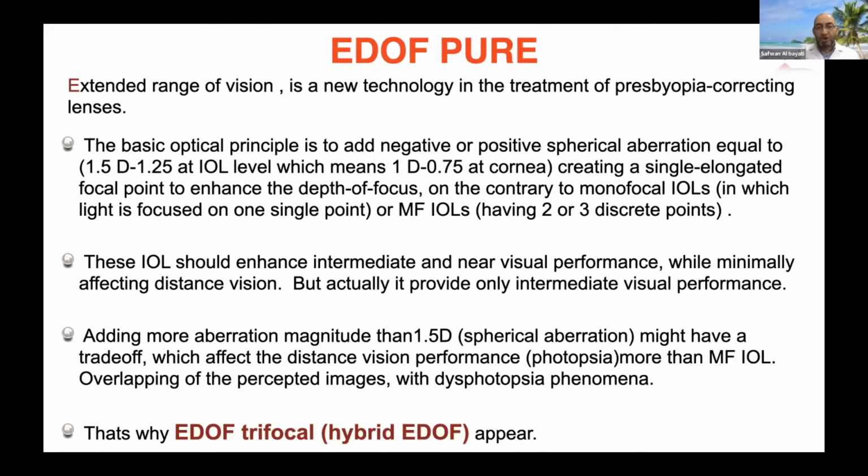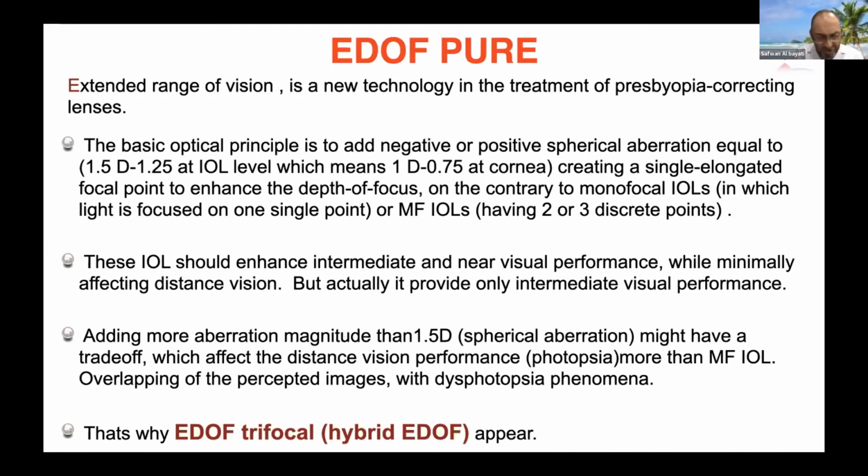So the question is why these lenses, having negative or positive spherical aberration in the center, cannot extend more than what they do. Adding more aberration magnitude than 1.5 diopter of spherical aberration might have a trade-off, that's what we are saying, which affects distance vision performance and photopsia, more than a trifocal, even more than a multifocal IOL, with overlapping of the perceived image and a dysphotopsia phenomenon. That's why a new concept appeared, called the EDOF trifocal hybrid, the EDOF hybrid.